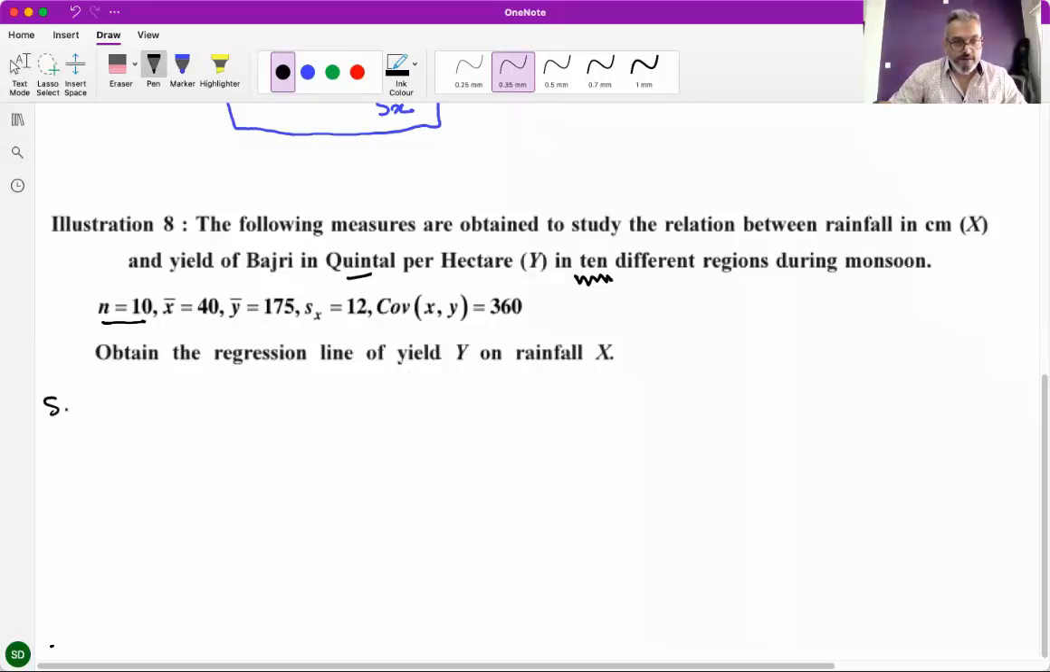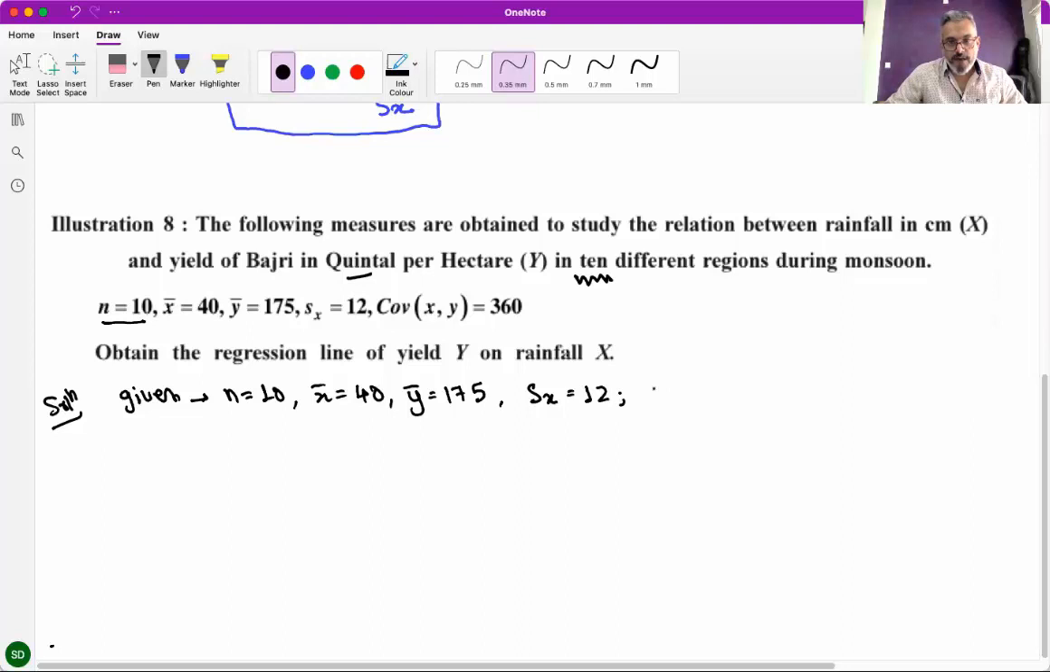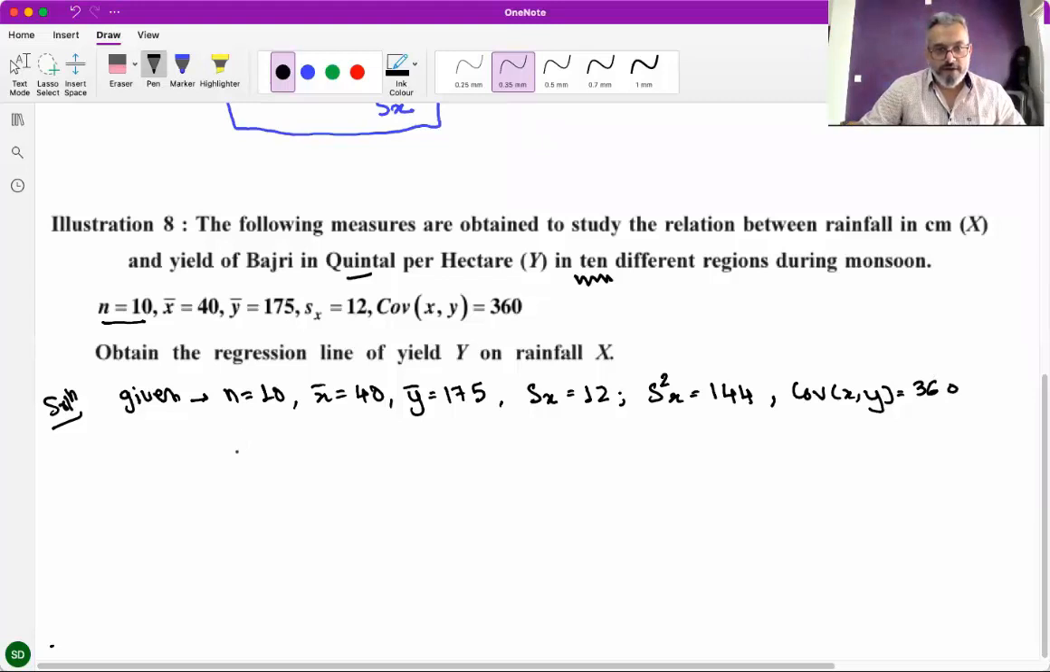Now first let's write what is given. Solution. n is equal to 10. x bar is equal to 40. y bar is equal to 175. Standard deviation of x is equal to 12. So s square x is equal to 12 square, which is 144. Covariance x comma y is equal to 360. Now the regression line of y on x is y cap is equal to a plus bx.